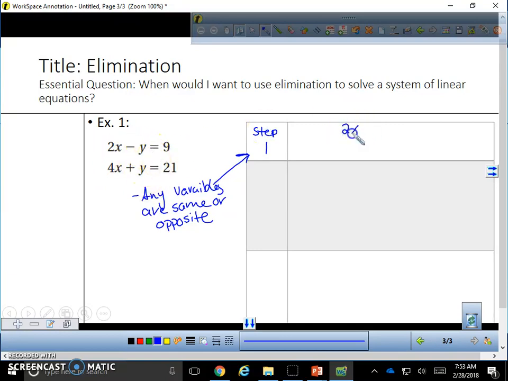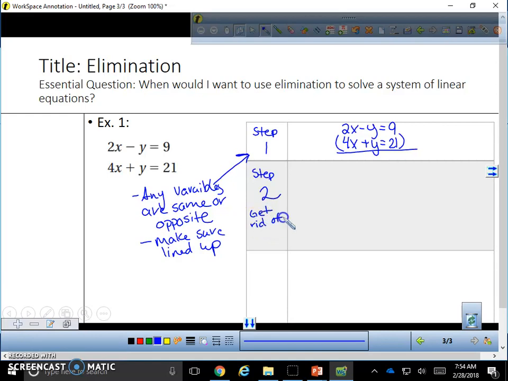So I'm just going to rewrite them, lining them up. Make sure they're lined up. What I mean by this, 2x, 4x, lined up. Minus y, plus y, equals 9 and 21. All right. Step 2. Are we going to add or subtract our equations? Remember, your big point here is to get rid of x or y, not both, only one of them.